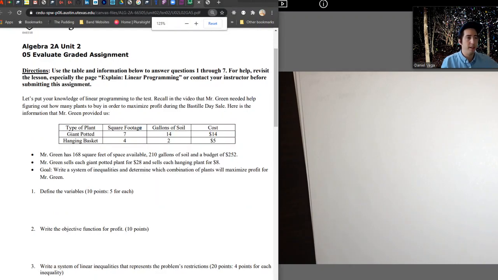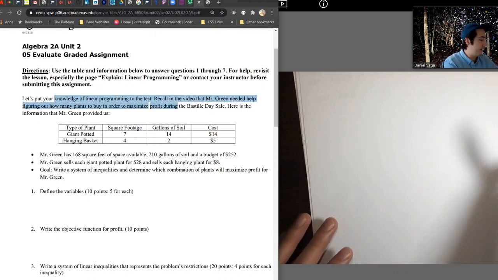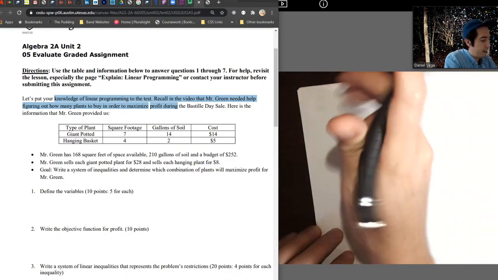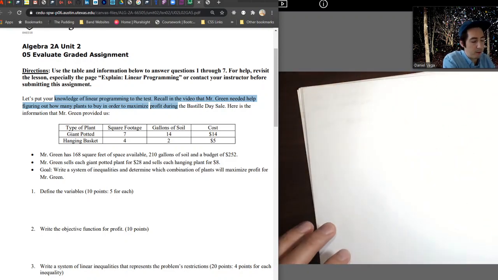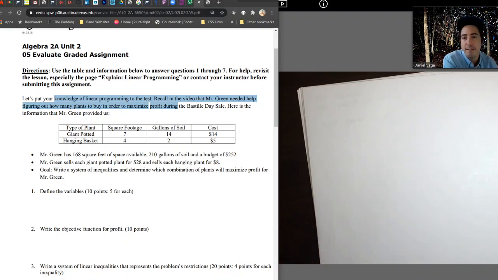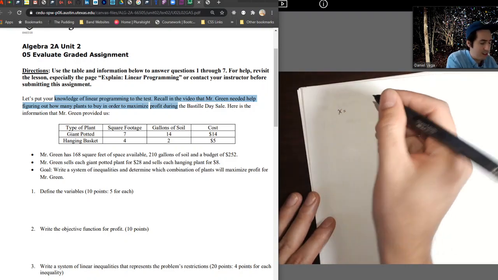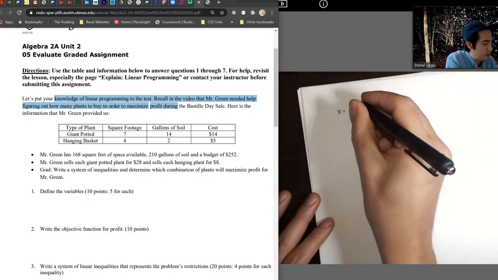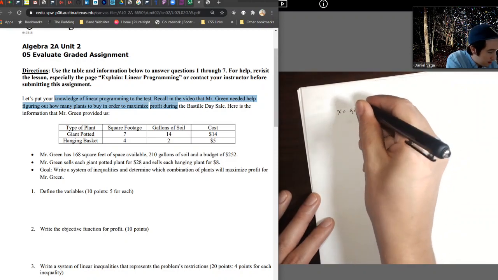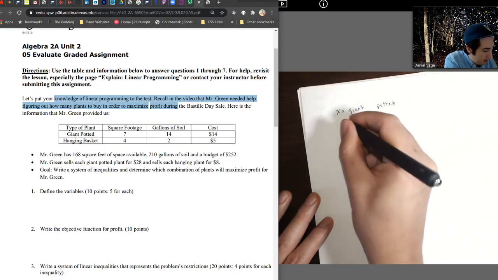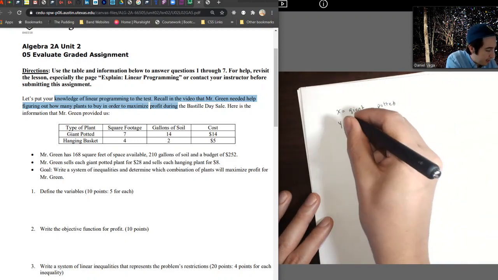Let me zoom out a little bit. So we had all the right equations. Mr. Green is doing the sale for Bastille Day, and we had these equations here. Before, when I was working the problem with you, I had G or P for potted plant and B for basket, and that makes sense because those are the plants. But I'm going to say X is the giant potted plant, and Y is the hanging basket.